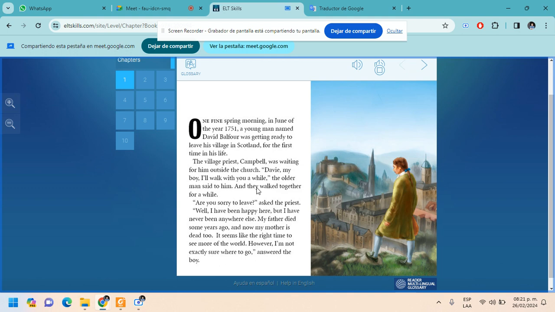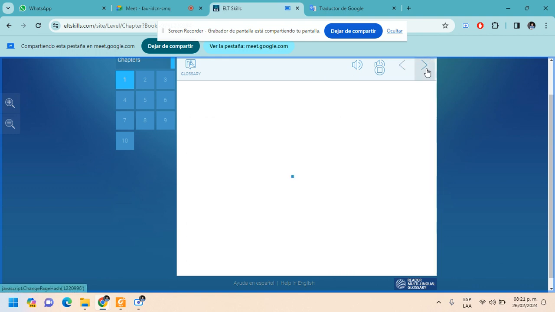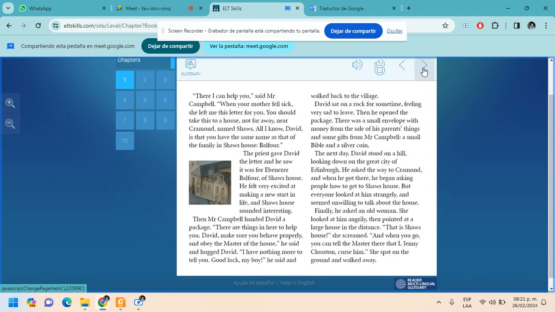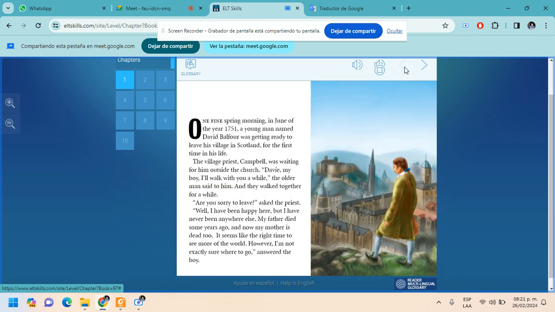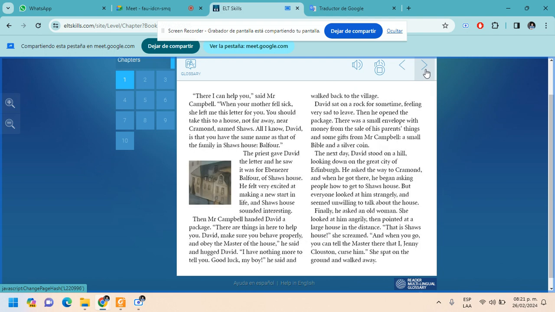Good. Okay, another question. David lived with his mom. Why? What is the reason David left his house and went to this other house, the Shaw's house? Why did he visit this house? What happened before? ¿Por qué va a visitar esa otra casa, la casa de Shaw House que dice?